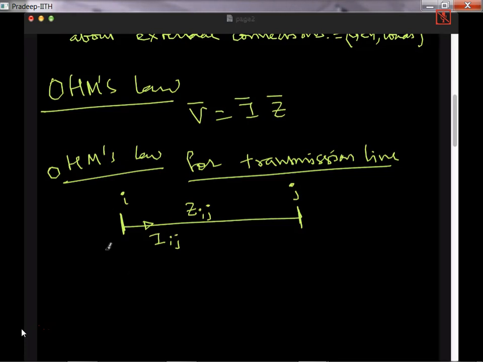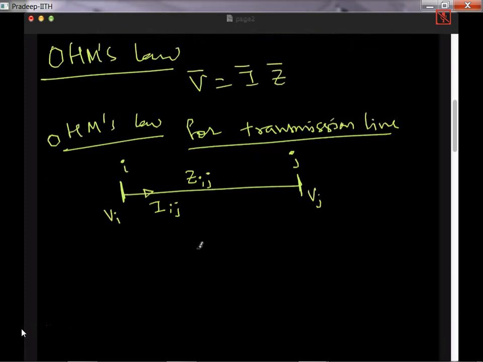You know the voltage here is Vi and the voltage here is Vj. So simple Ohm's law for a transmission line, how will it be? Vi minus Vj is equal to Iij Zij. So the difference of voltage is nothing but the voltage across this line, that is nothing but the voltage drop of the line. Again, you are familiar with this.